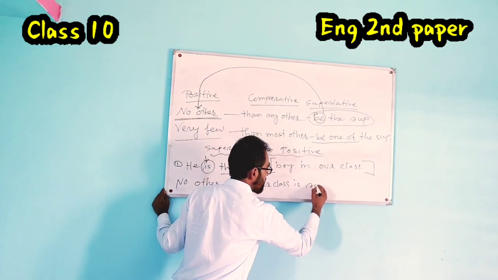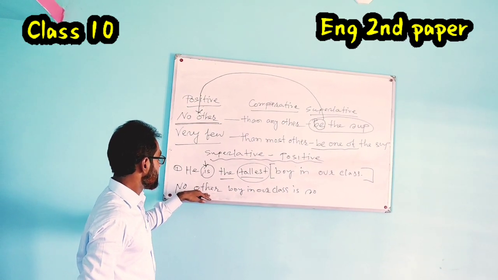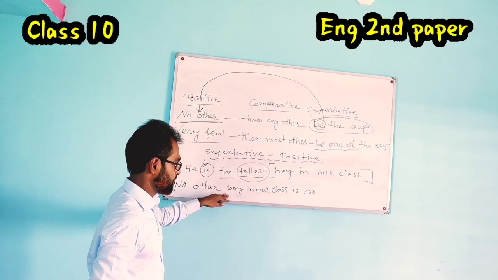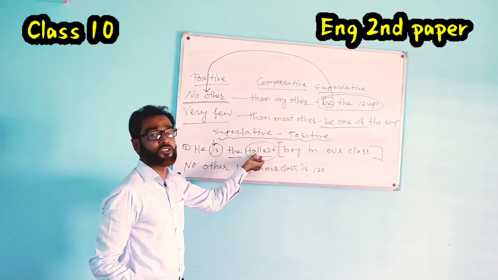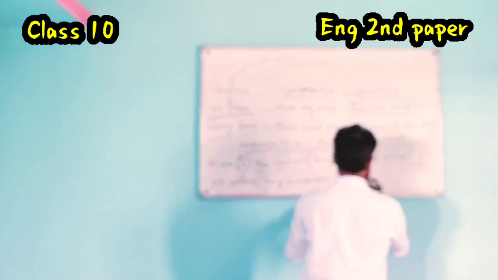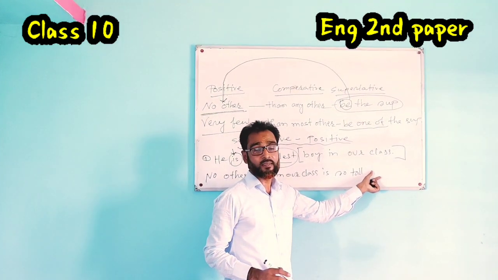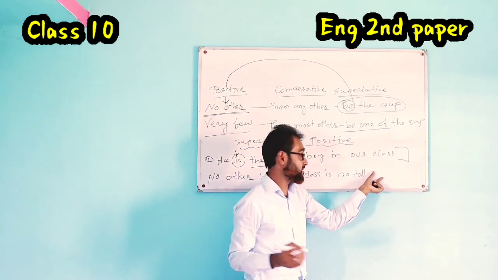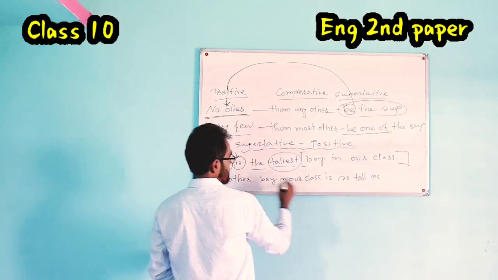Now, from the rules, we are transforming a superlative degree into positive. We need the positive degree of tallest, so we can take tall. Now we use as, from the rules, as it is, as well as. Now, he.